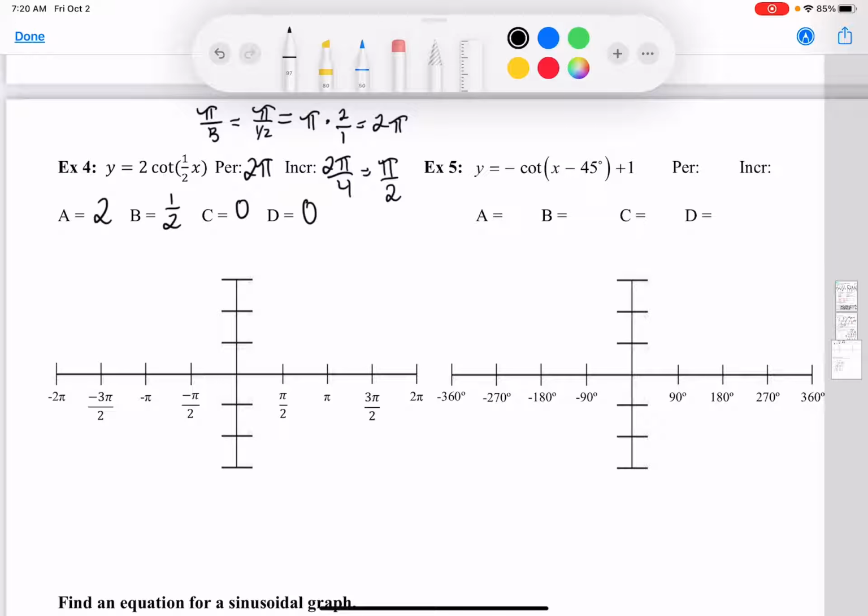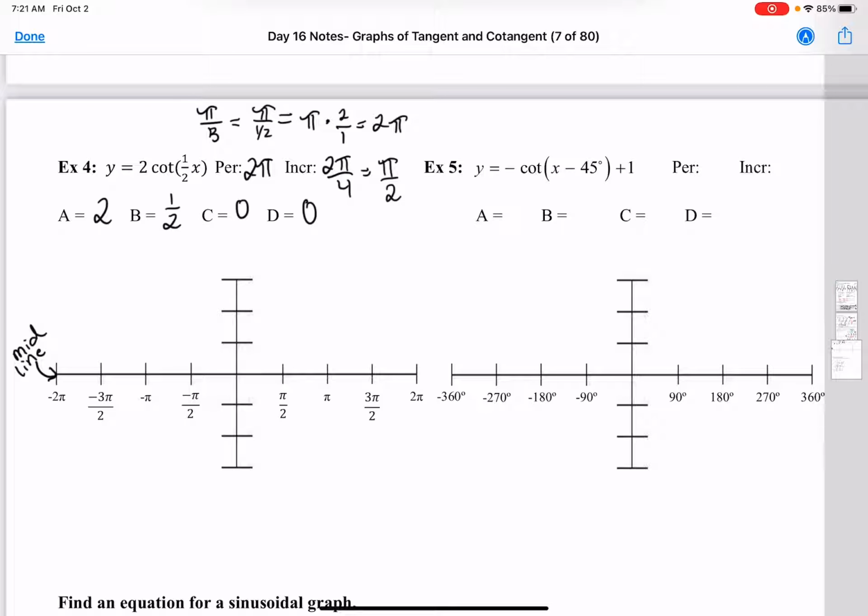All right, so let's label the midline. I did not add or subtract anything for D, so it's going to stay here at 0. A determines where I'm going to plot the top and the bottom point, so that is 2. So up here at 2, I'm going to draw where my top point will be and my bottom point will be.